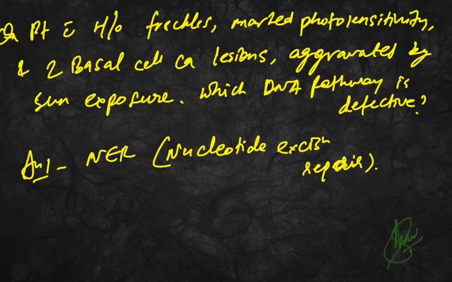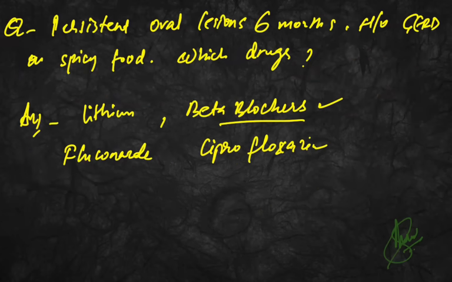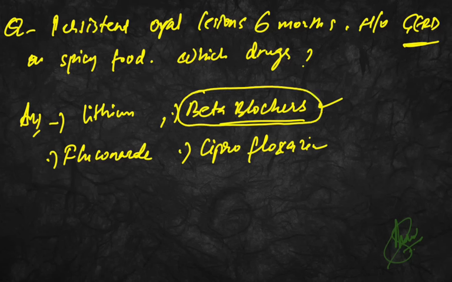Now patient with history of freckles, marked photosensitivity and two basal cell lesions aggravated by sun exposure, which DNA pathway is defective? NER pathway, that is nucleotide excision repair pathway, is defective. Now persistent oral lesions 6 months old, history of GERD, and history of GERD on having spicy food, which drug can be involved? So options were lithium, fluconazole, ciprofloxacin, and beta blockers. So if these persistent oral lesions are present for 6 months and history of GERD, then beta blockers are involved in this.